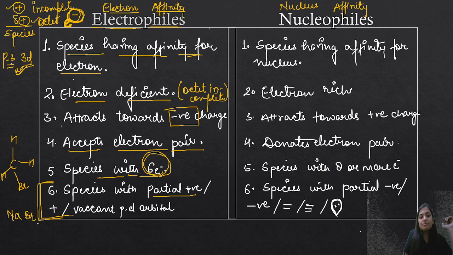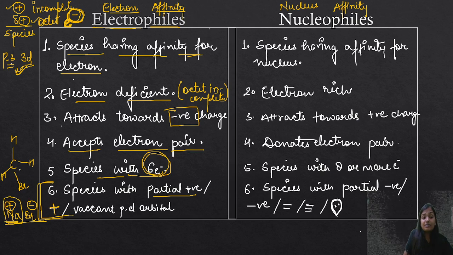There is a difference between the two species. Okay, when you look at this particular species, this is ionic, so I can say that Na is positive and Br is negative. Here Na is bearing a complete positive charge, so because of this complete positive charge I could say that Na is electrophilic in nature.